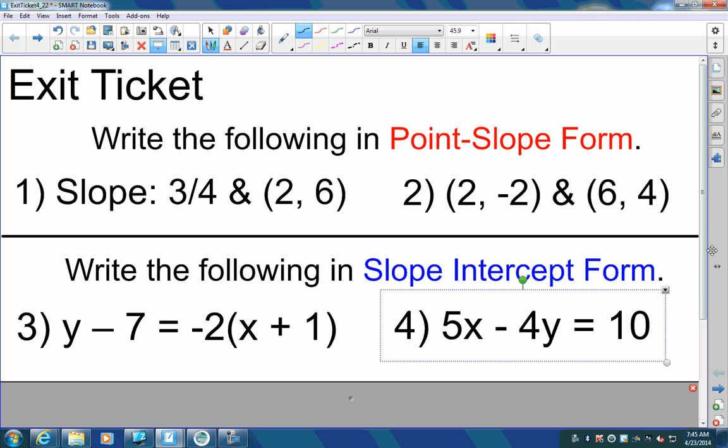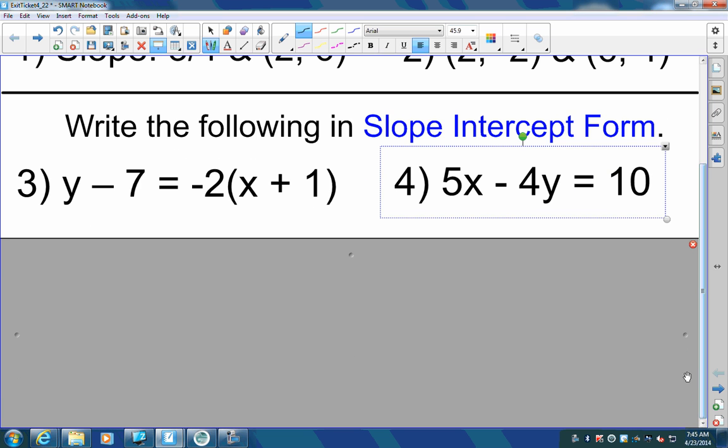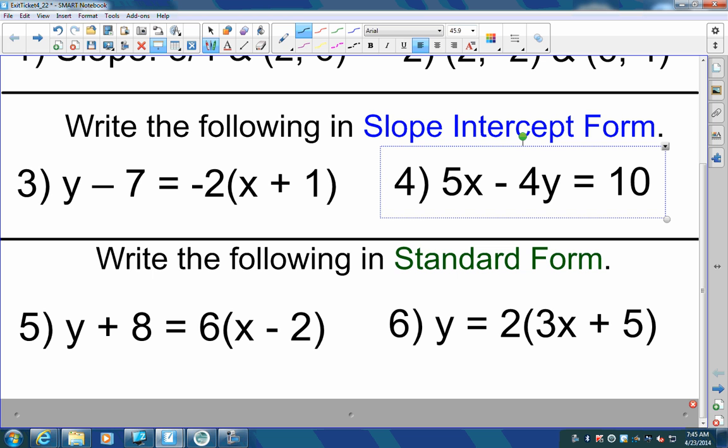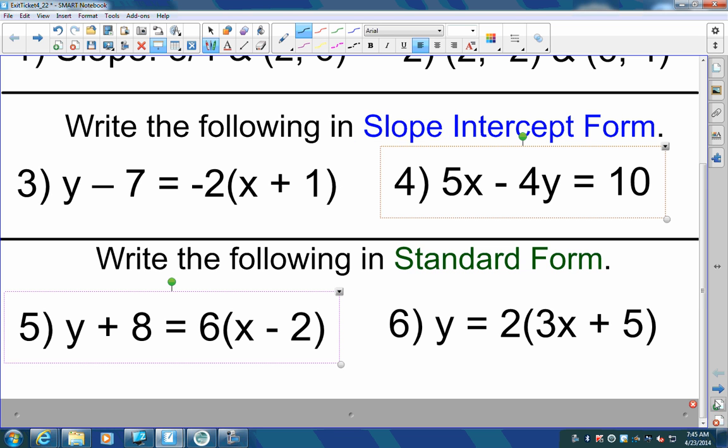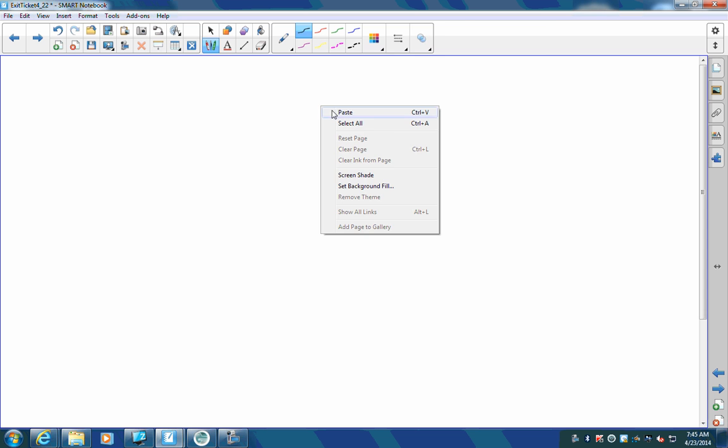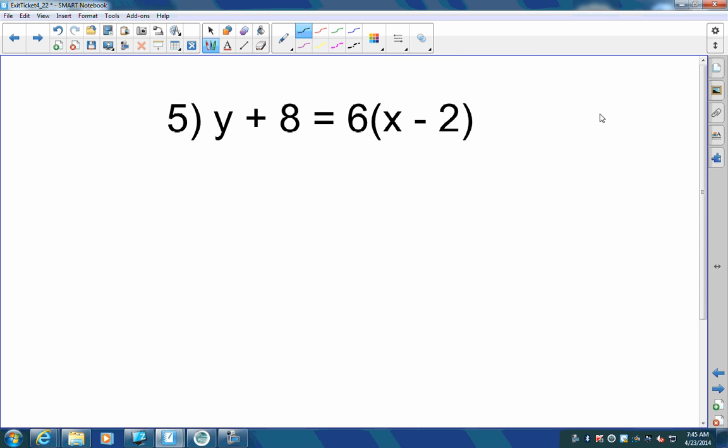All right, the next ones, the last two, say put the following in standard form. Well, let me take this one, copy. All right, put it into standard form. This is actually in slope-intercept. Before I put it into standard form, tell me what is the point that they are using?